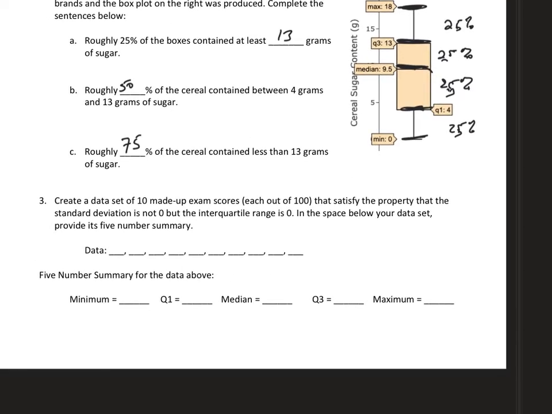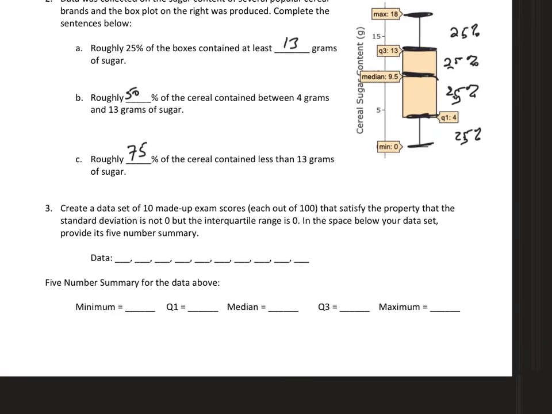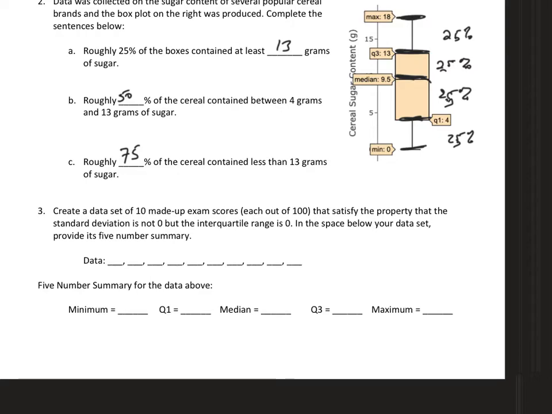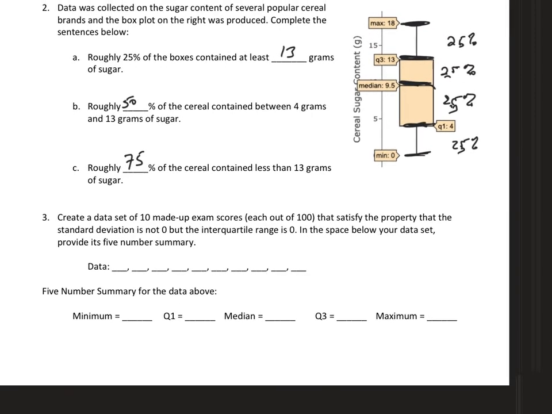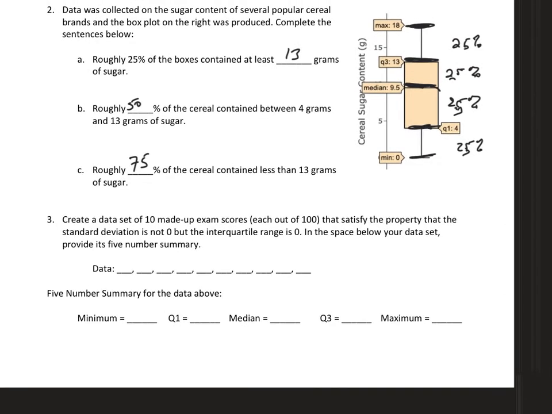And then the last problem, we're just trying to invent a data set that does something in particular. So I want the standard deviation to not be 0. And that's pretty easy to achieve, because the only way the standard deviation of a data set can be 0 is if all the numbers are exactly the same. That's certainly possible, but obviously that's not very typical. So I don't want that, but I do want the interquartile range to be 0.